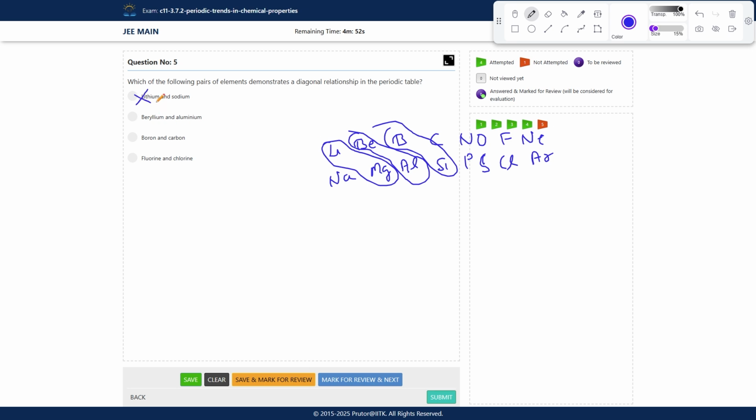So lithium and sodium is totally incorrect. Fluorine and chlorine is also not correct. So this diagonal relationship is not true for these elements, right? Similarly, boron and carbon is still incorrect. The correct answer will be option B, beryllium and aluminium.